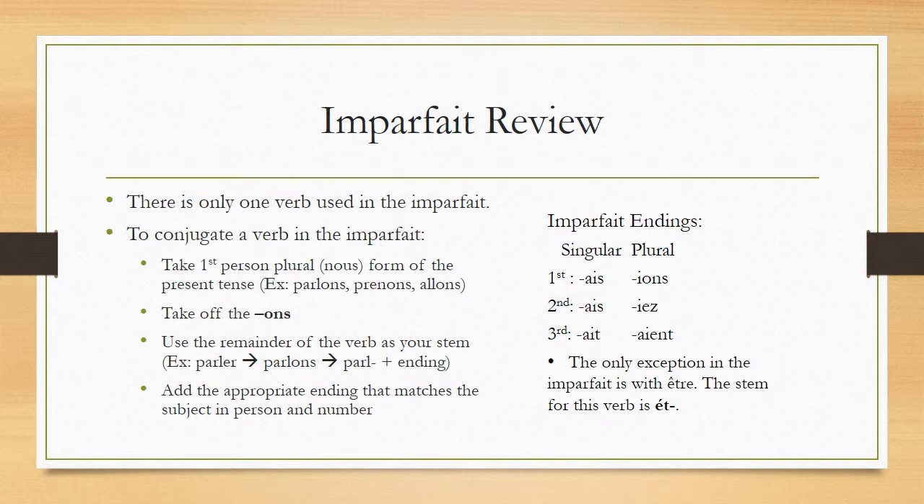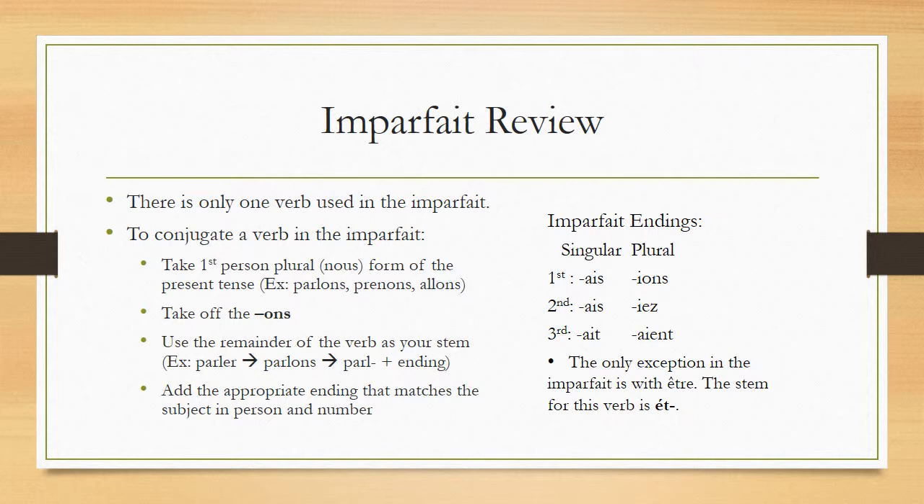For the imparfait, there is only one verb used, unlike the passé composé, where it uses two. To conjugate a verb in the imparfait, you take the first person plural form of the present tense, the nous form. You take off the ons, and you use the remainder of the verb as your stem. So for parler, the stem would be parl. Then you would add the appropriate ending that matches the subject in person and number.